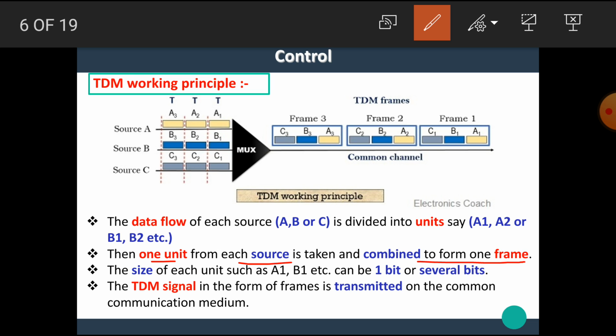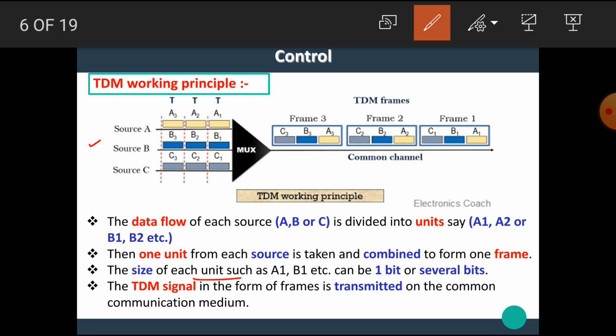Then what happens here? One unit from each source, that means from source A we take A1, from source B take B1, and from source C take C1. Hence, the bits A1, B1, and C1 form one frame and it is transmitted. The next frame is A2, B2, and C2, and the third frame is A3, B3, C3. This is the third frame. I hope you all understand the concept of time division multiplexing.